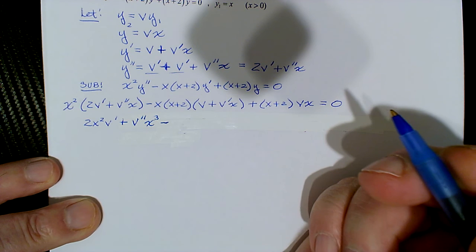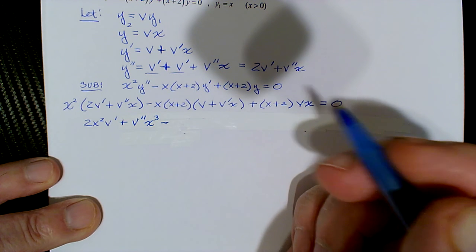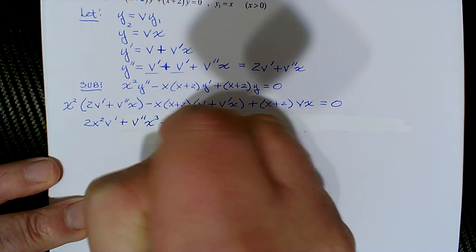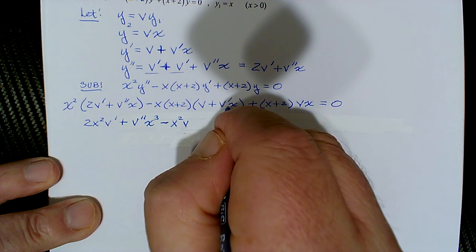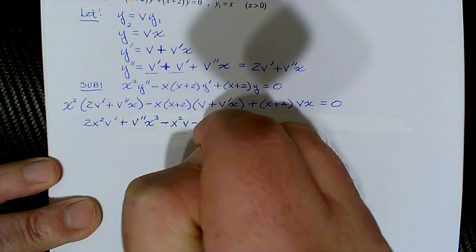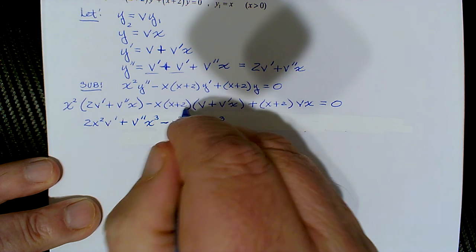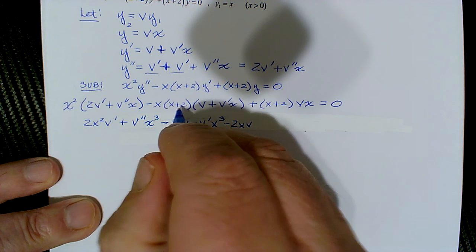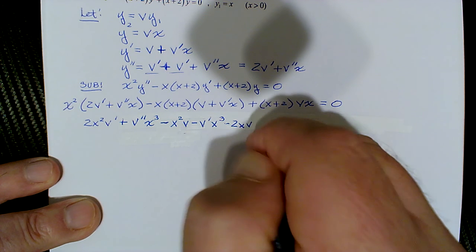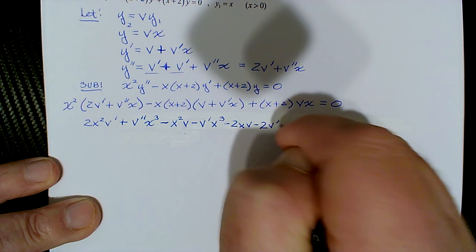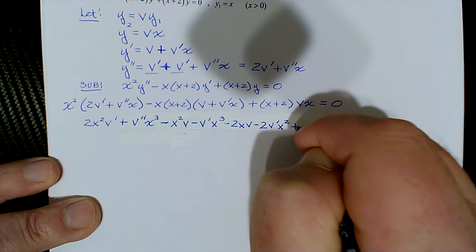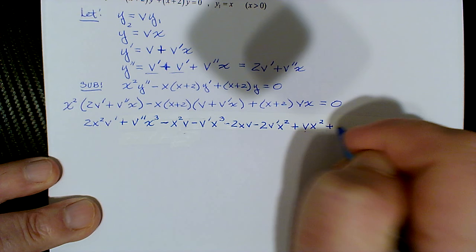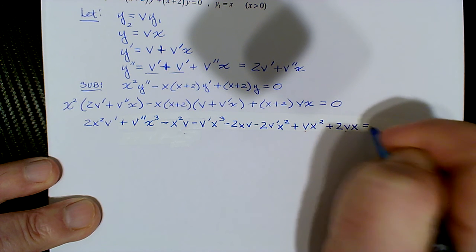Okay, and then the rest of this I think I did correctly, but let's double check it. Minus x times x minus x squared times v, minus x squared v, minus x times x minus x squared times v prime x, minus v prime x cubed, minus x times 2 minus 2x times v, minus 2xv, and then minus x times 2 is minus 2x times v prime x, minus 2 v prime x squared, and then plus distributing this vx squared plus 2vx must equal 0.